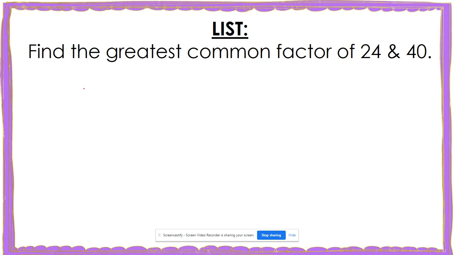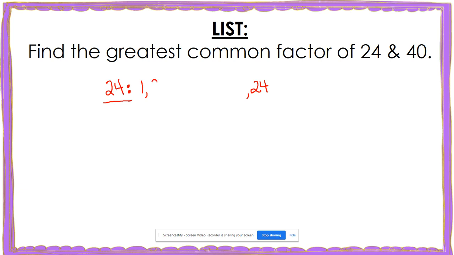I'm going to start with 24. When I'm looking for the factors, I'm looking for what numbers are evenly divisible into 24. So 24 is always divisible by 1. And when I'm writing my list, I also want to find the other factor. So if 24 is divisible by 1, it's also divisible by 24, because 1 times 24 gives me 24. Now my next number would be 2.